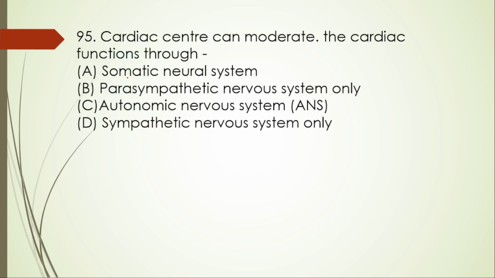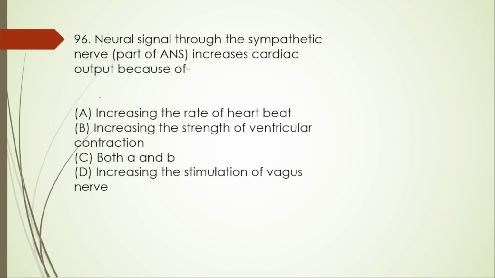Next, 95th question. Cardiac center can moderate the cardiac function through A. Somatic neural system, B. Parasympathetic nervous system only, C. Autonomic nervous system, D. Sympathetic nervous system only. So here the right option is option C, ANS, autonomic nervous system.